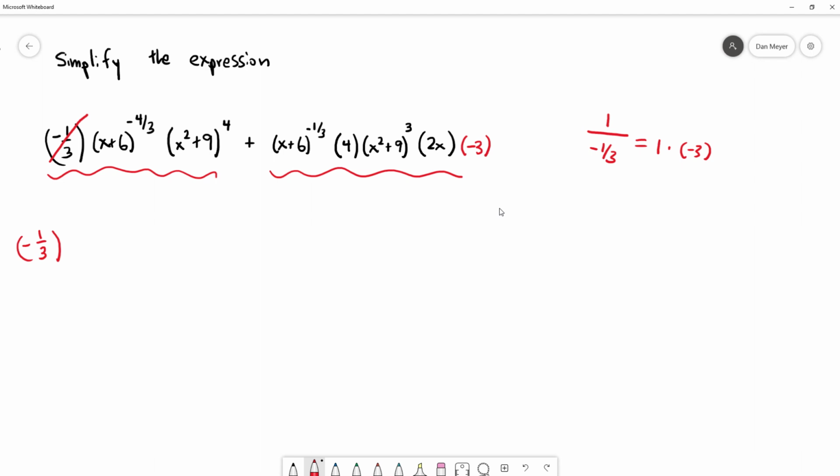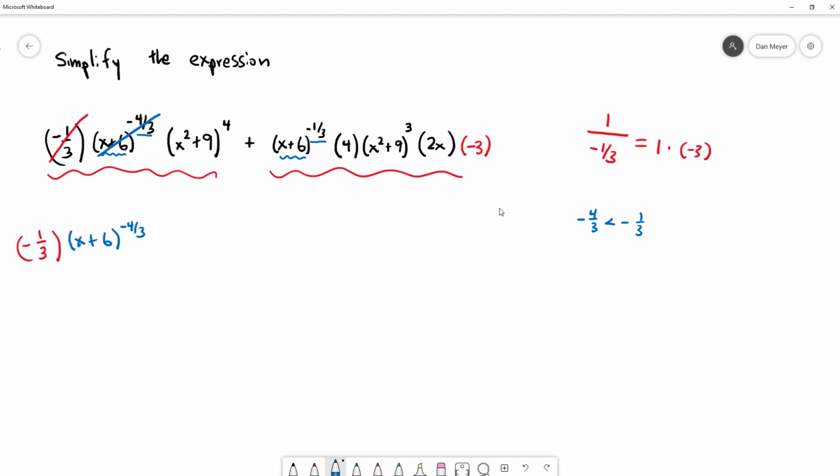All right. Another common factor that these two expressions share is an x plus 6. Now the exponent on the first version is negative 4/3, and the exponent on the second version is negative 1/3. We always factor out the smaller exponent, which is negative 4/3 in this case. Negative 4/3 is less than negative 1/3. Okay, so we're going to factor out x plus 6 to the negative 4/3, which makes these go away.